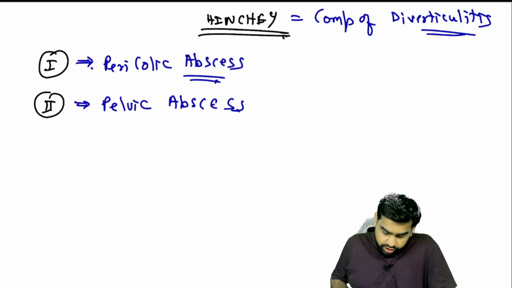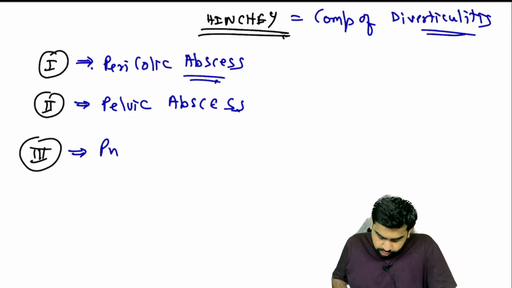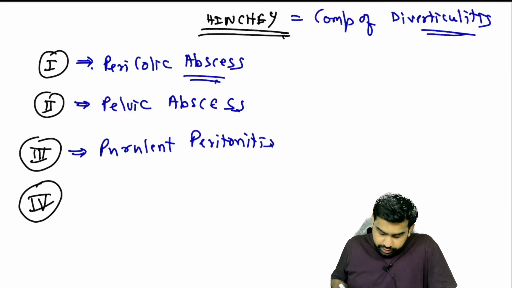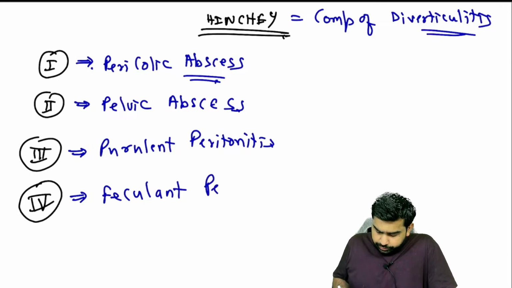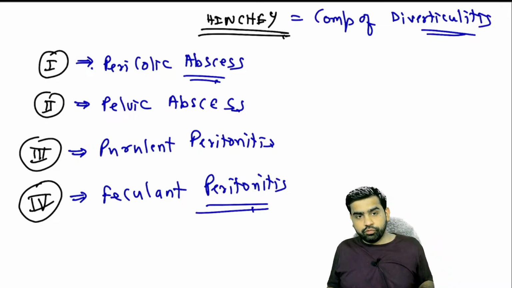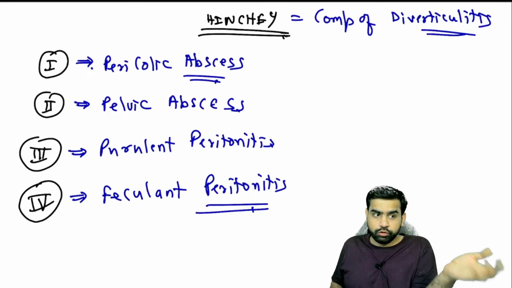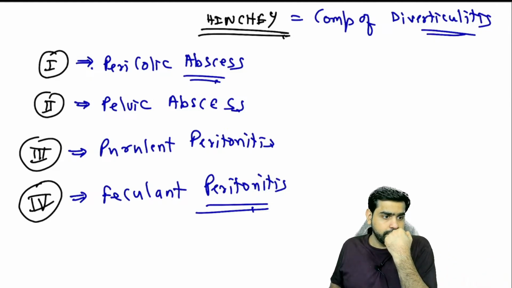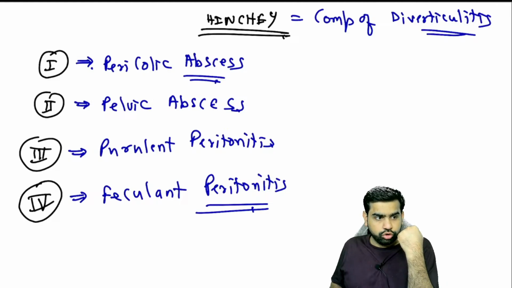Okay, then what about the Hinchey's type 3? In the Hinchey's type 3, what you basically get is a purulent peritonitis. And in the Hinchey's type 4, what you basically get is a feculent peritonitis. And this was the question which was asked, right? So that's what you need to understand over here. Okay, got it.